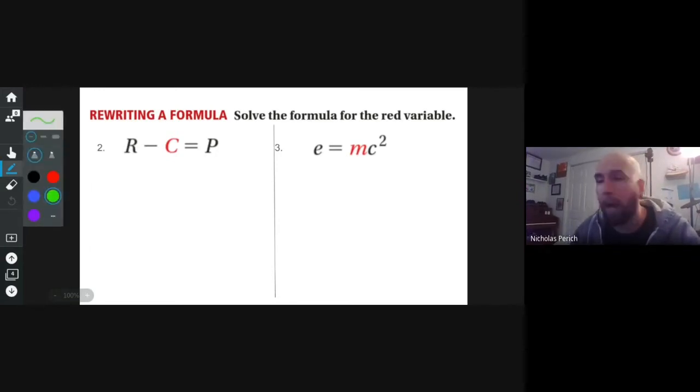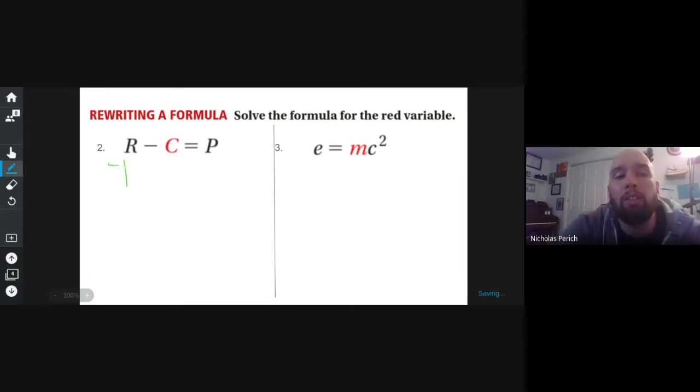Did someone say subtract r from both sides? Well, that's correct. You subtract r from both sides. So I'm going to do that. See how r is just r? I am going to get rid of r by subtracting r from both sides, and then that's now gone. R, take away that r, is now gone.